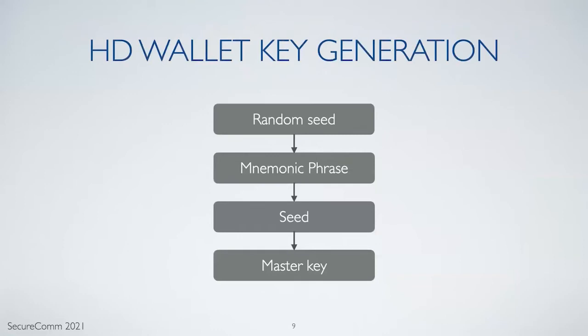Steps to generate HD wallet. First, a random seed is generated that is used to create a mnemonic phrase. Usually, the mnemonic phrase is a 12 or 24 words long phrase. In Android, almost all the wallets use a 12 words phrase. The phrase is used to generate a seed, and eventually the seed is used to generate the master private key.